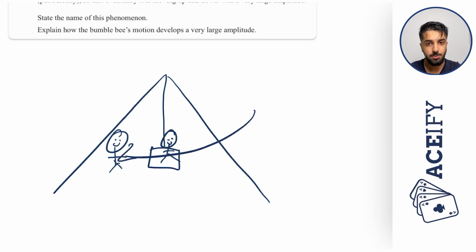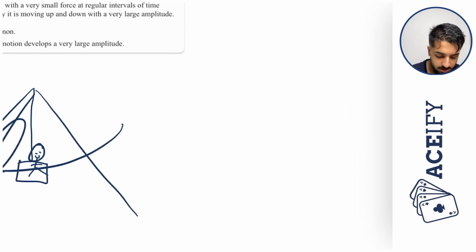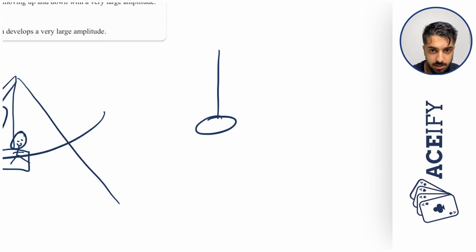If we push it as it's coming towards us, that's just going to put the entire system to a halt, right? So we should push the child over here. That is at its natural frequency. So in this case, pushing it at its natural frequency would mean that if we have the bumblebee on a string, this circle is a bumblebee, just imagine.